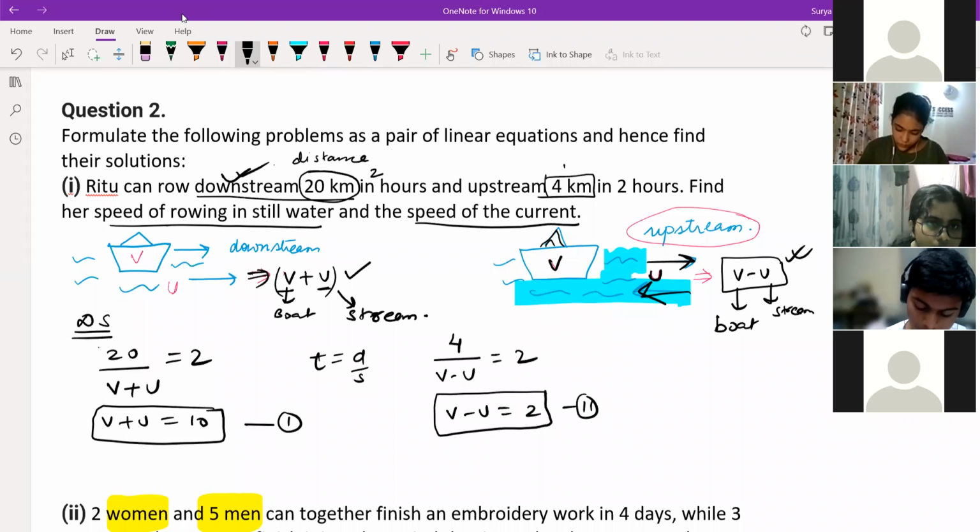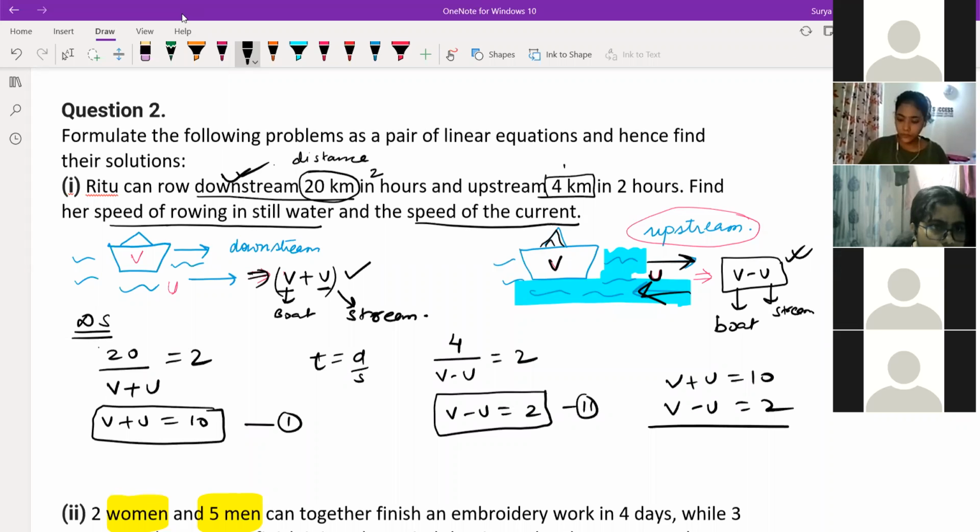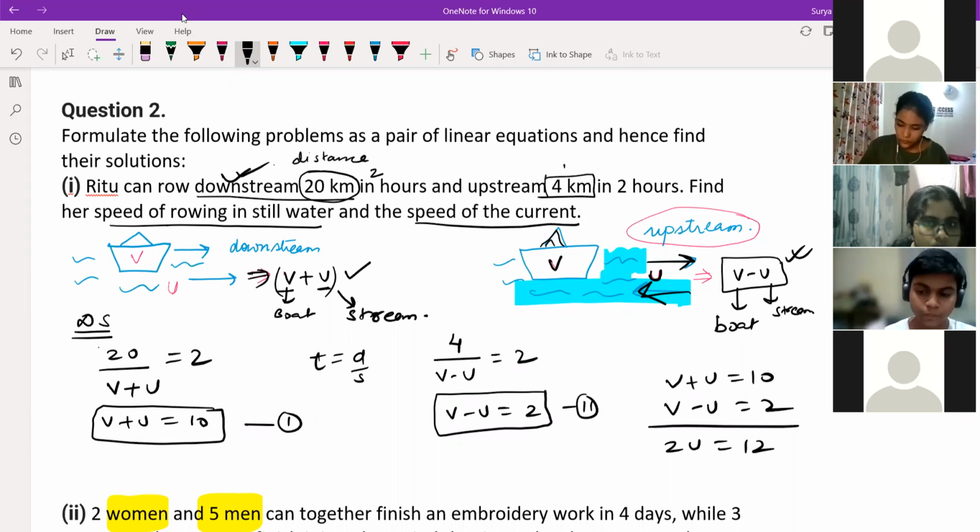On solving the first and second equations, you can get the answer directly, right? V plus U is equal to 10 and V minus U is equal to 2. So 2V is equal to 12. So V is equal to 6. Again, V plus U is equal to 10.